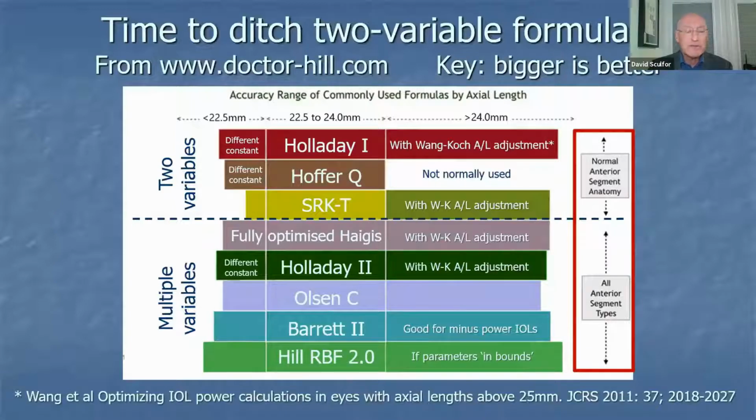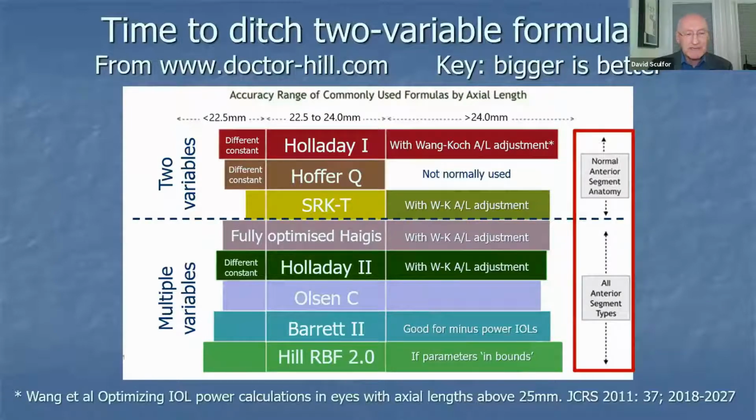And at the bottom we've got Warren Hill's Hill RBF. This is version 2, and provided the parameters are in bounds, where it's got enough data to actually do the calculation for that combination of parameters, then you will get excellent outcomes with it. So it really does work well.